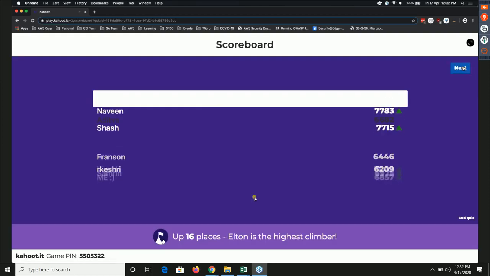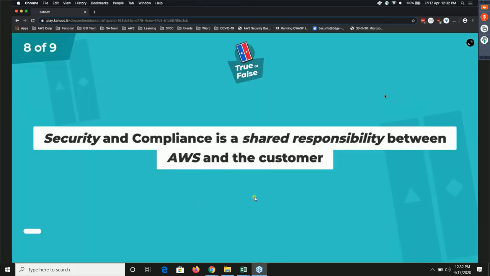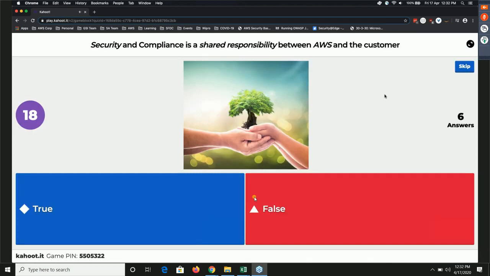Okay, oh, interesting. Elton is the highest climber with 16 places. Okay, and most of the guys on the board are new. True or false? Security and compliance is a shared responsibility between AWS and the customer.